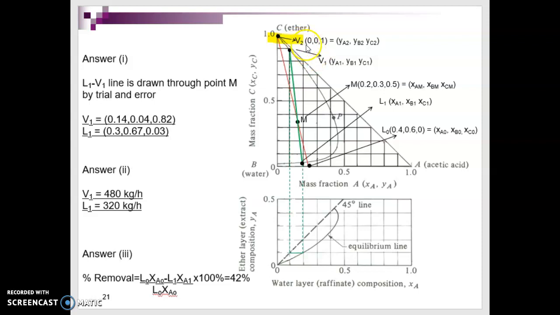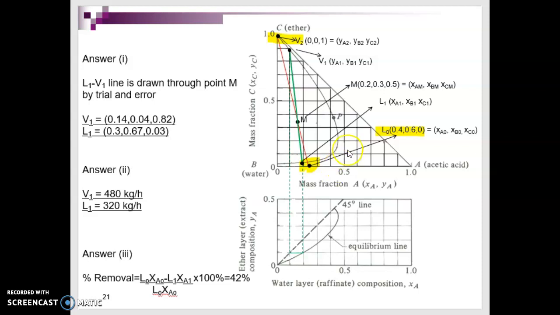So we know the V2 is 0, 0, 1. So we have C1 and A0. And also your L0 here. So L0 is A 0.4 and C0. So just ignore where the coordinate lies. Just plot in your graph paper.